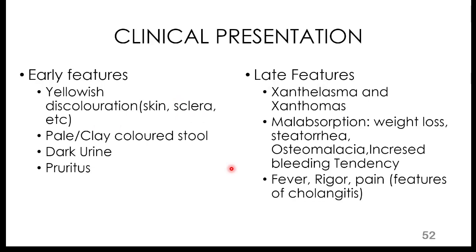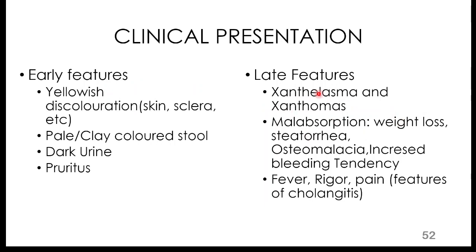Now, let's talk about the clinical presentation. Yes, of course, the yellowish discoloration of the skin, sclera, and mucous membranes. The stool might be pale, clay colored, so a very light brown color. The urine might be dark as a drink of soda, Coca-Cola. Urine might be that dark. There might be pruritus, serious itching. Those are some early features.